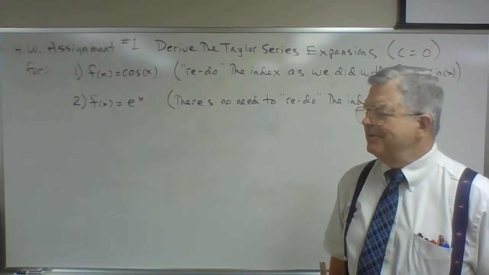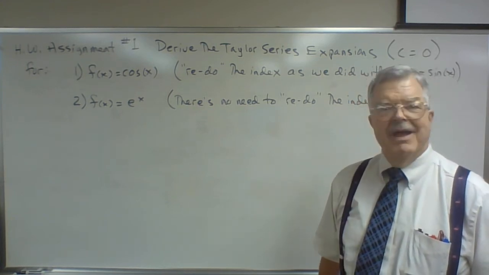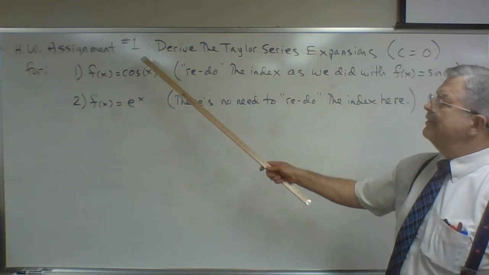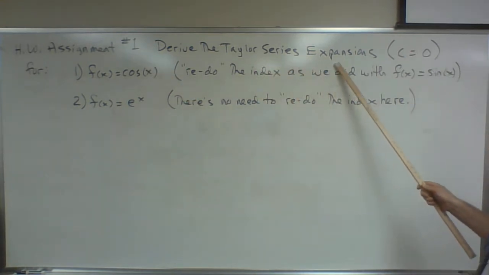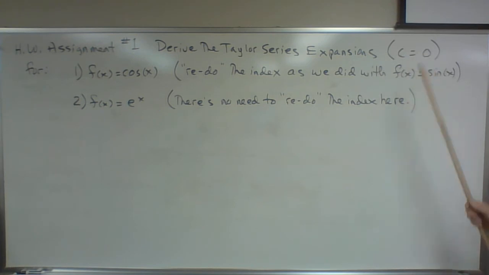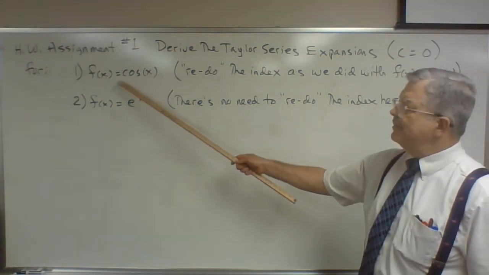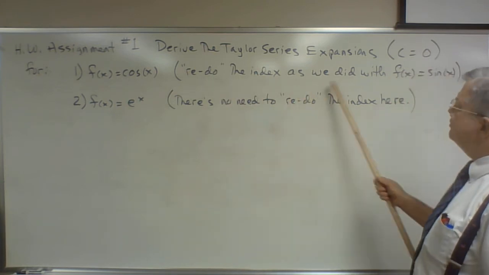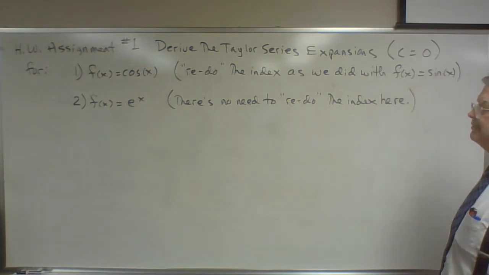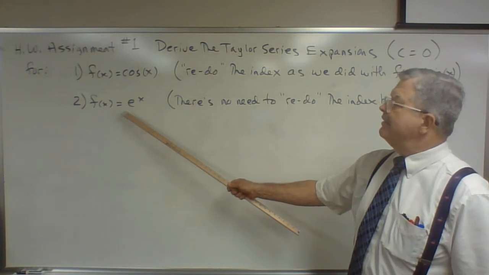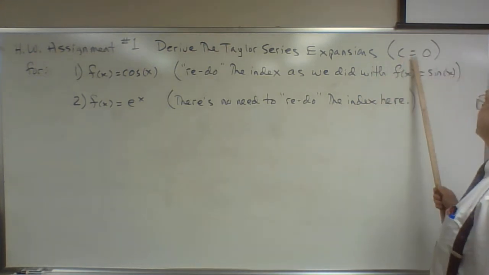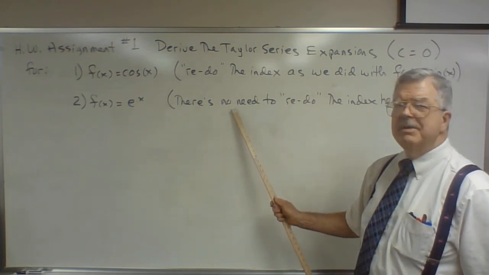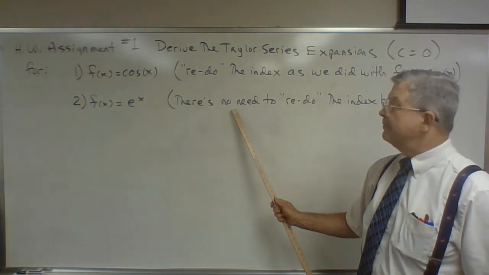Since I intend to redo this video in future semesters, I'll give you the due date by email and by Canvas. But here's our first homework assignment. Derive the Taylor series expansions with center C equals 0 for f of x equals cosine of x. And we will want to redo the index just as we did with sine of x. And secondly, derive the Taylor series expansion, center c equals 0, for f of x equal e to the x. And there will be no need to redo the index here.